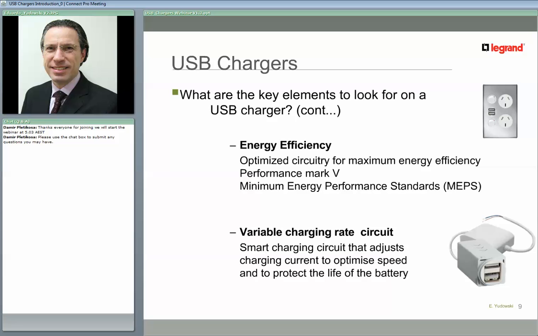I can see a question, I will try to answer in a couple of seconds. Sorry, I was talking about the energy efficiency optimized circuit. That's also important to ensure that the energy that we draw from the mains gets transformed to the maximum possible into energy going into the mobile phone or the tablet. So the minimum energy performance standard, MEPS, specifies all this in different performance levels, and performance at Mark 5 or level 5 is the maximum, and I think we should aim at that level.